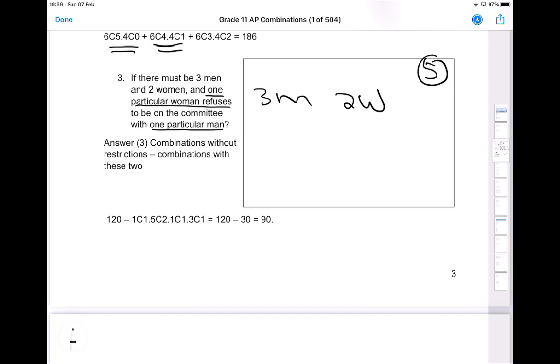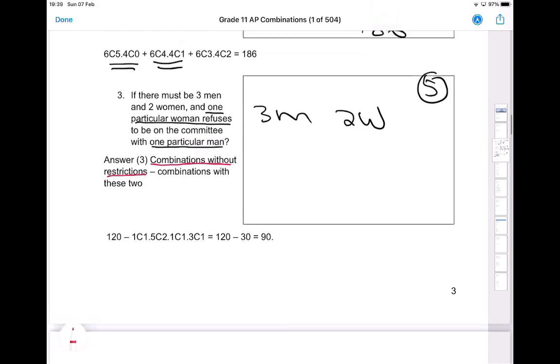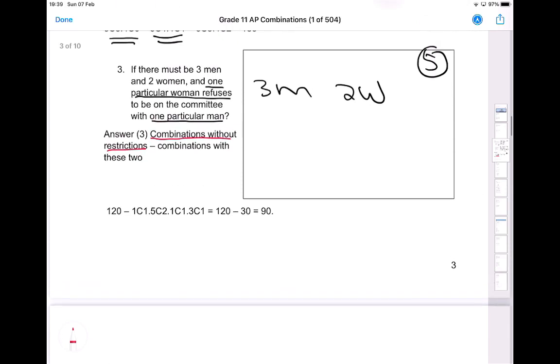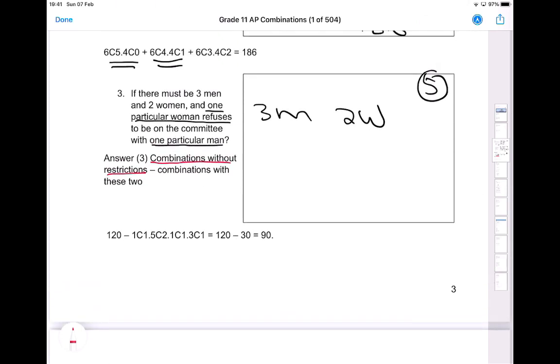The strategy to answer this question is to work out the number of combinations without any restrictions. Without any restrictions, we are saying we just want a committee of 5. We actually did work that one out earlier on, because how many people are here altogether? We said there are 6 men and 4 women, so there is a total of 10. If there are no restrictions, the question says we need 3 men and 2 women. The restriction here is this woman cannot be on the same group with this man. So that is the restriction.